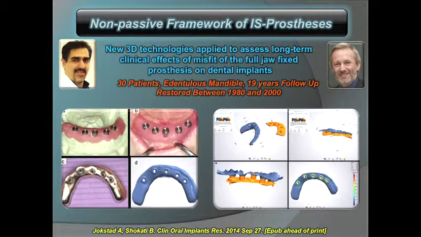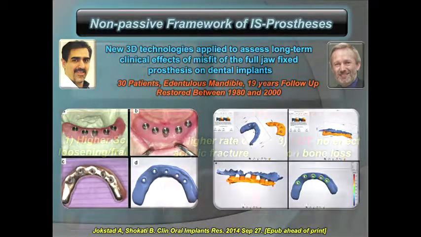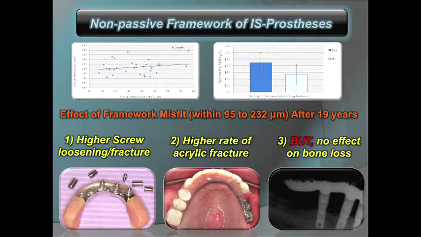Number one thing was that the recall time was 19 years, so it's quite considerable. And there were higher screw fractures in patients with a higher level of misfit. There were higher rates of acrylic fractures.